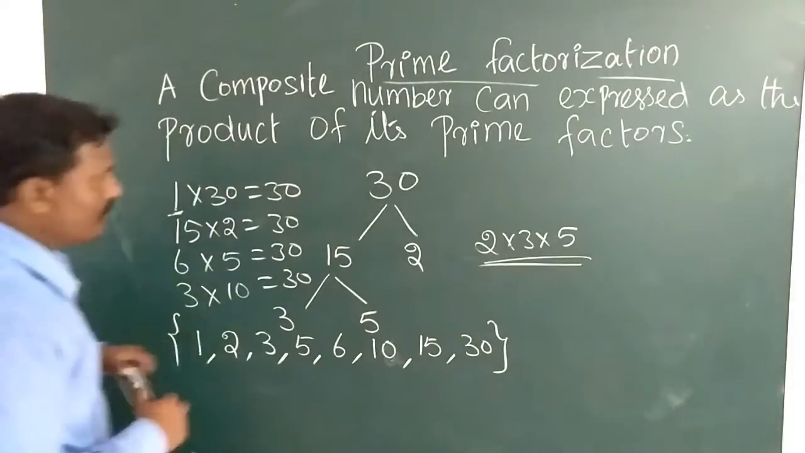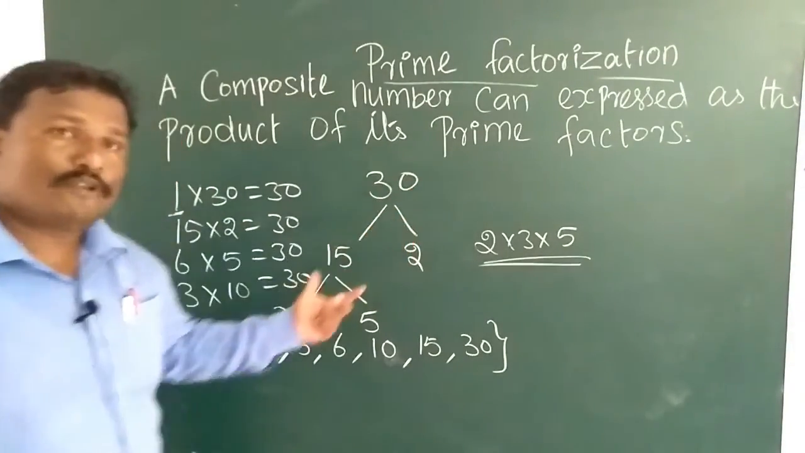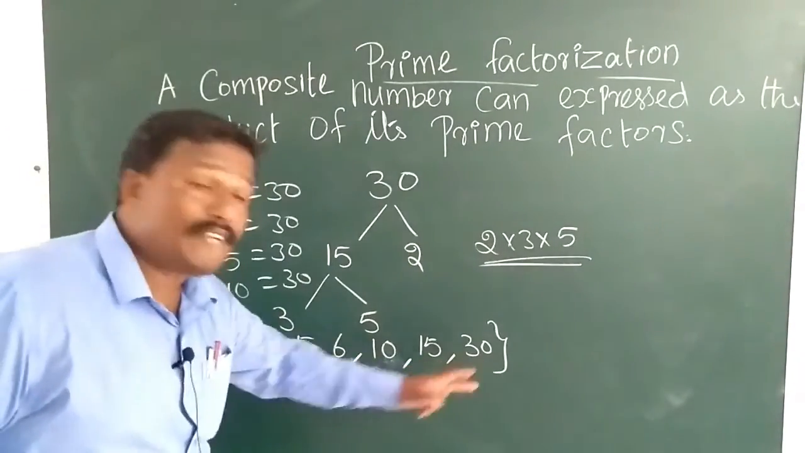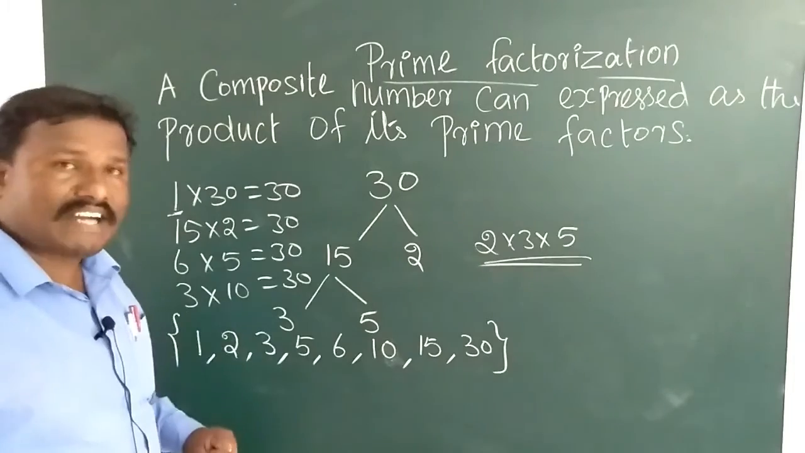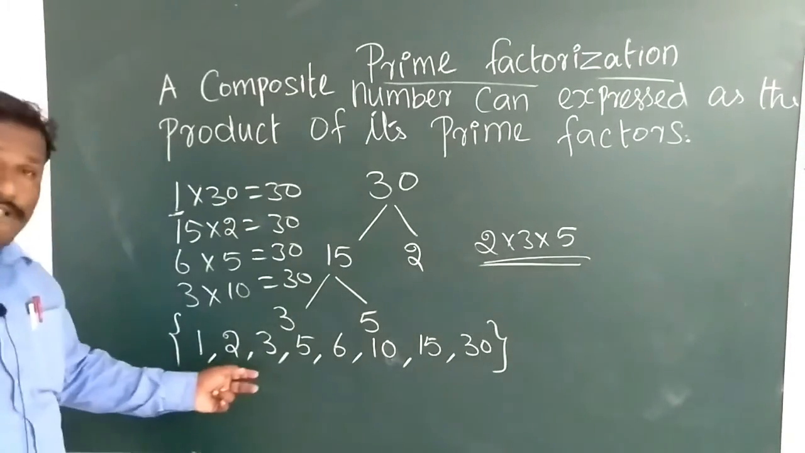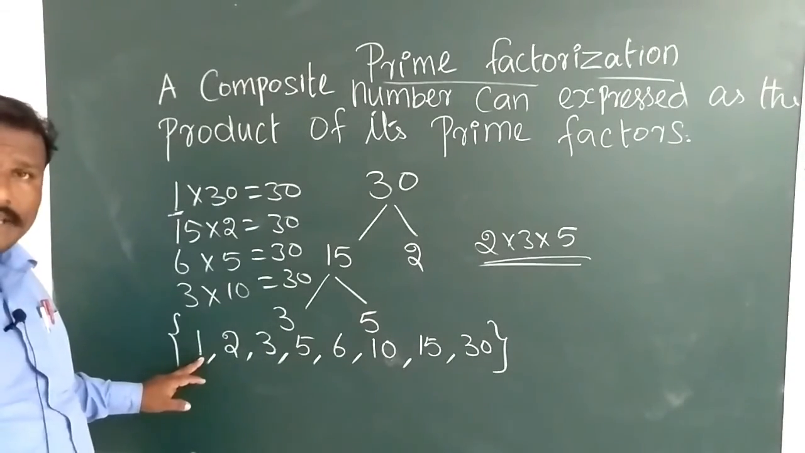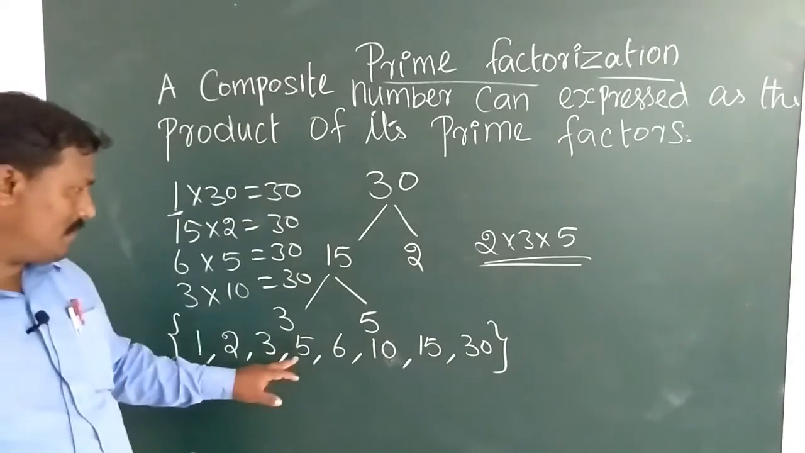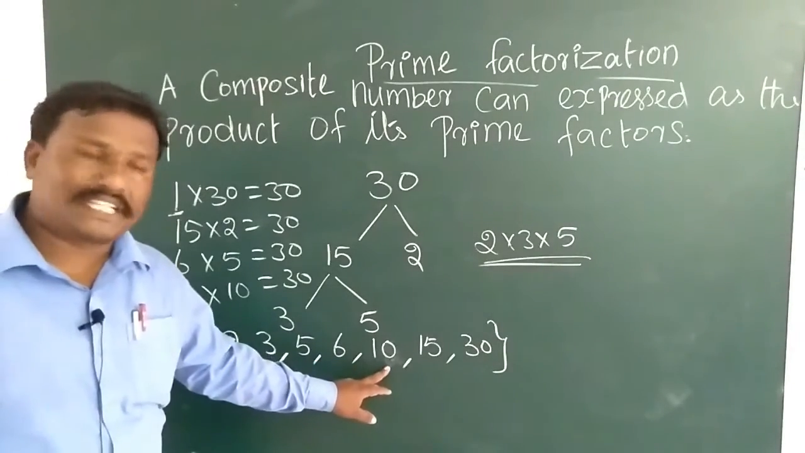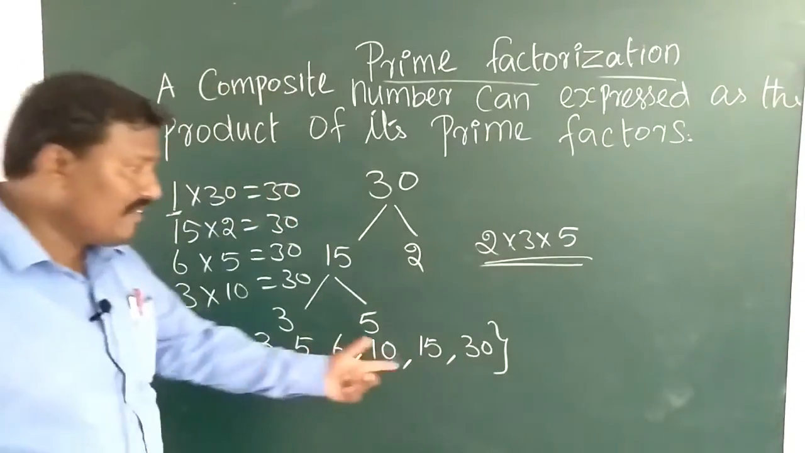So if you see, 30 is a single number. If you see how many factors are there, 1 2 3 4 5 6 7 8 factors are there. These all are factors. But they are not all prime factors. There are some composite numbers also there. See, 1 is not a prime number, it's a unique number. Then 6 is not a prime number, it's a composite number. 10 is also a composite number. 15 is a composite number. 30 is also a composite number.